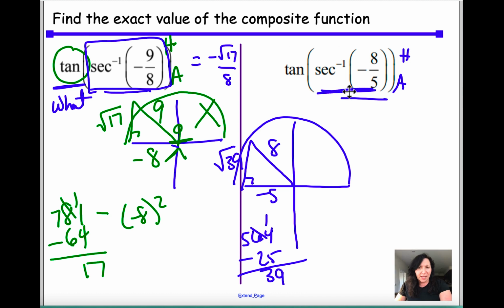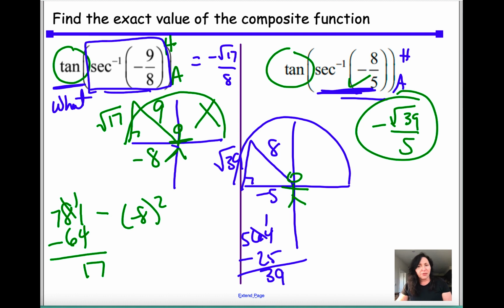So this is saying, where are you? And you should say, I'm right here, right there at the axis. And then therefore, check, we did this. This is saying, what is tangent of where I am? I'm here. What's tangent? Opposite over adjacent. So this is the square root of 39 over 5. Okay, and so that would be my answer.